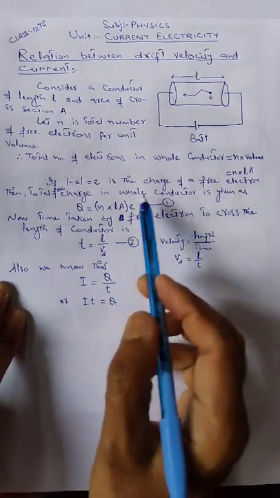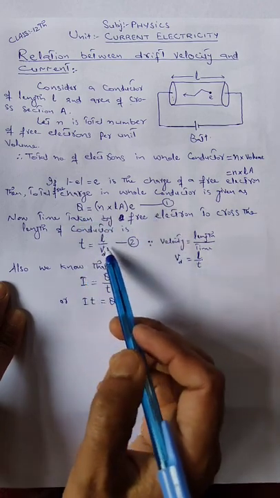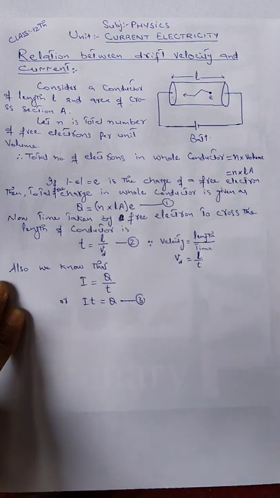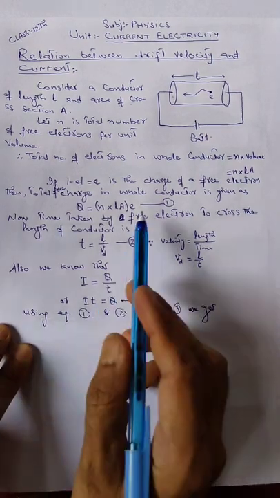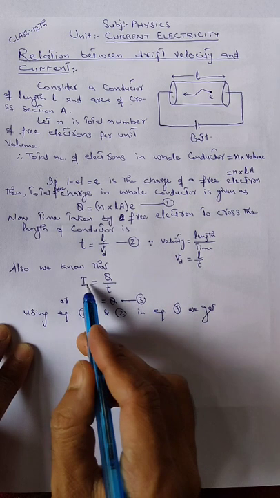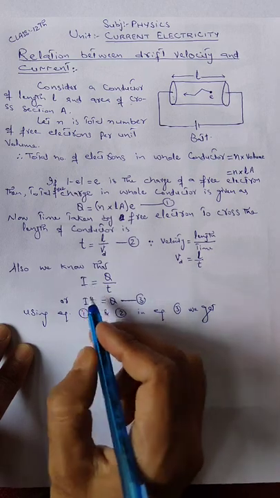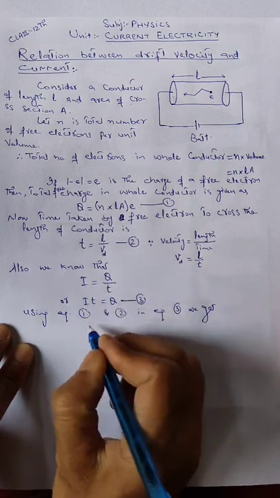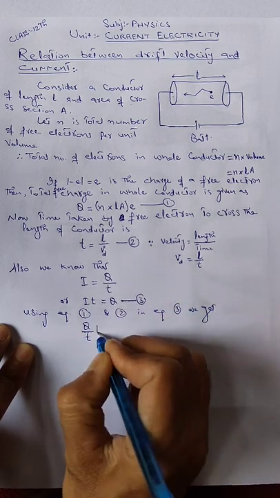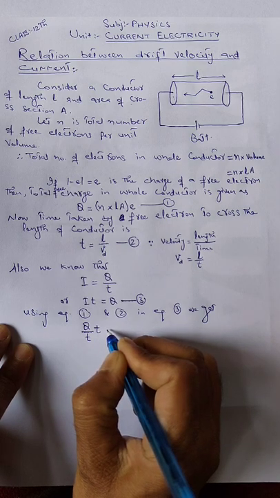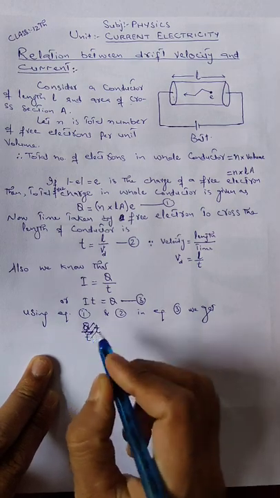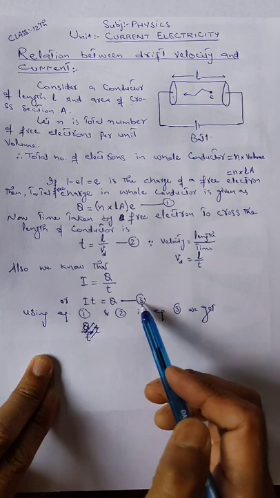Now here is the value of Q and here is the value of T. Use the value of Q and T in equation 3. Using first and second in this equation number 3, we get the value of I is equal to Q over T. Sorry, it is something different. We have to use this and this equation in this.